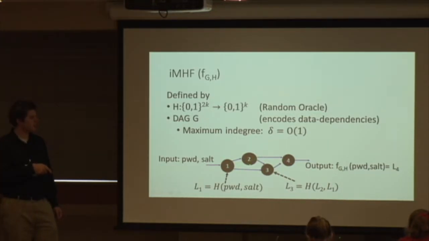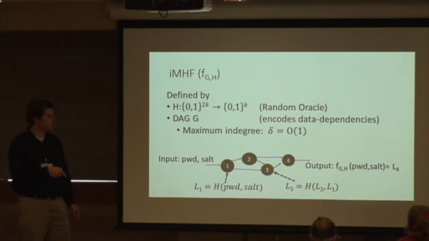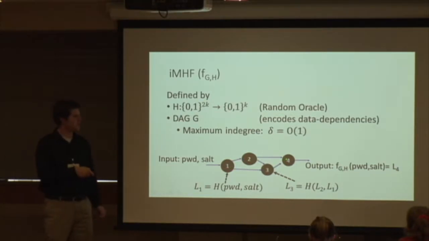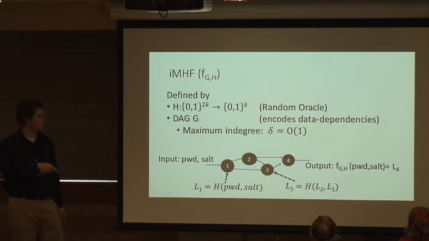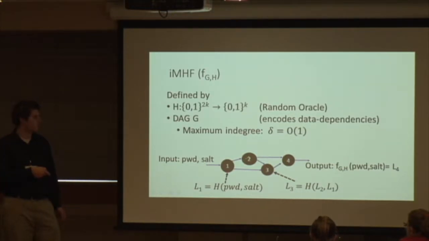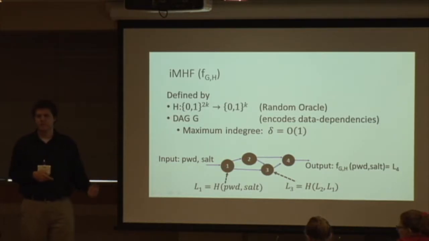So this directed acyclic graph tells us how different values depend on each other during computation. In particular, before you can compute label 3, you first need to know label 2 and label 1. Finally, the output of this graph is just the label of the last node. So to compute the output of the graph, you have to compute the value of this last node. To compute the value of this last node, you have to compute the value of nodes 2 and 3. And then to compute the values of nodes 3 and 2, you need to compute the value of node 1.